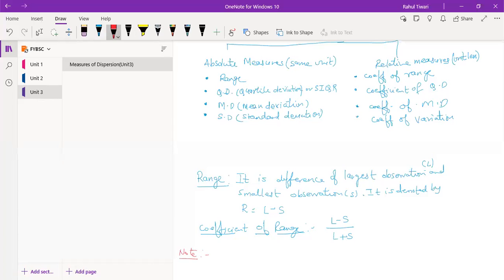range is only used when you have small data. When you have very large data, it's very difficult to get the smallest number and the largest number from the data. If you are given 50 observations, and I ask you to find the minimum value and maximum value from the data, it is very tedious for us, right? So it is suitable for small data.